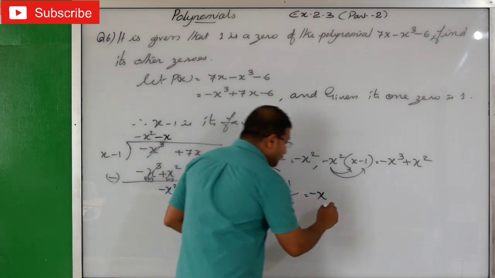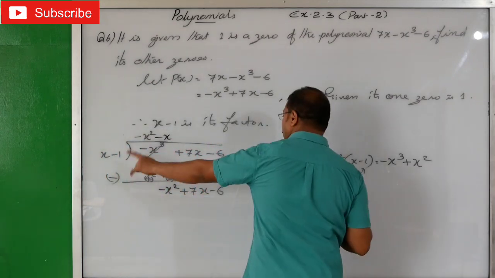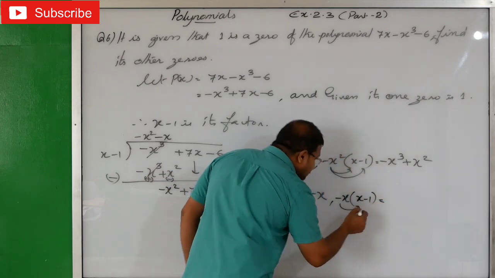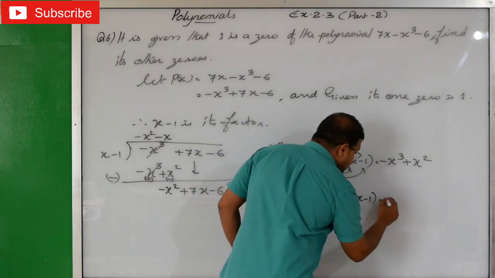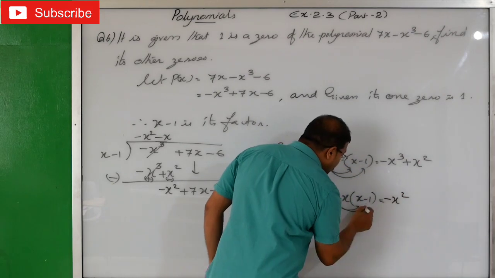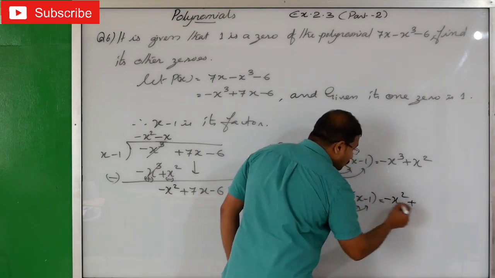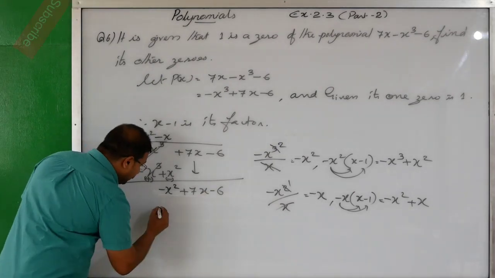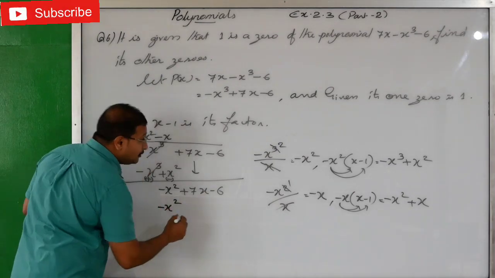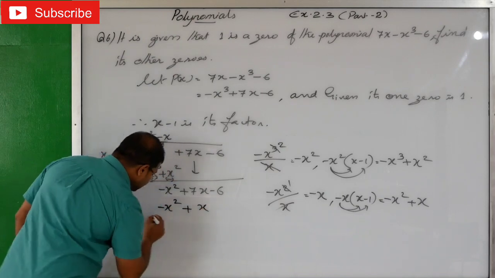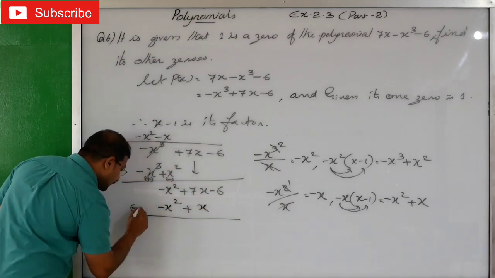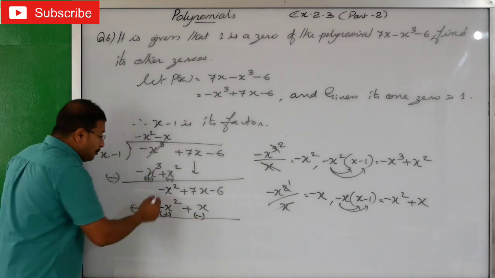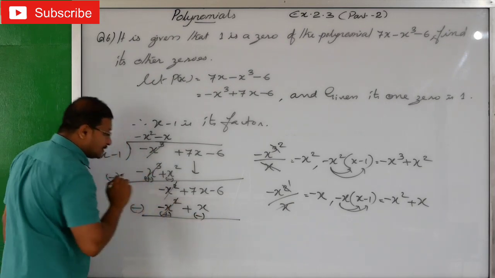Ready? After that, minus x into the divisor x minus 1 equals minus x into x, which is minus x square. Now, minus into minus is plus, x into 1 is x. So we can write minus x square plus x. We'll subtract now. While subtracting, minus becomes plus and plus becomes minus. Minus x square plus x square will cancel.